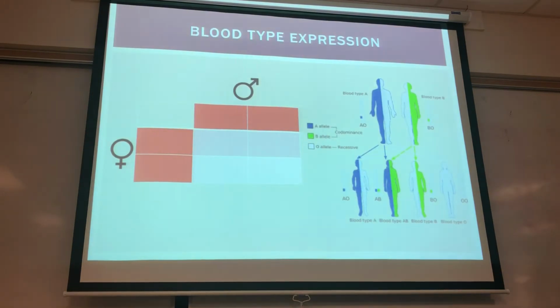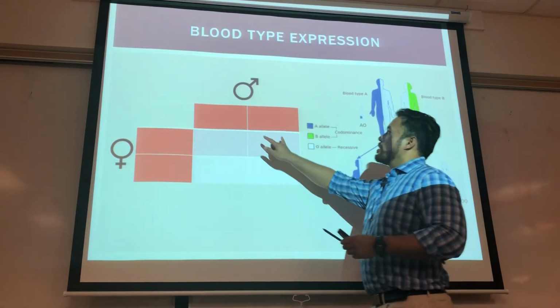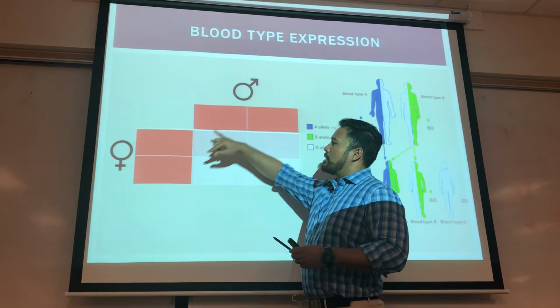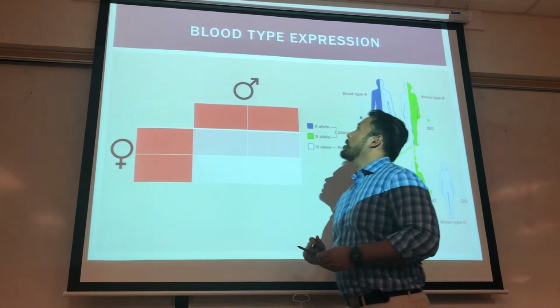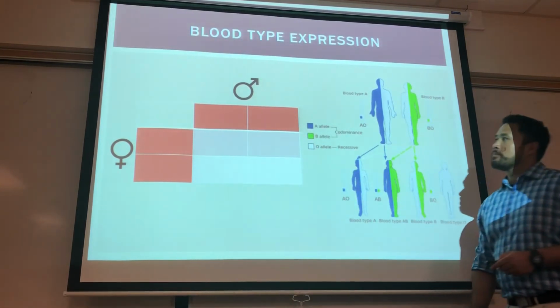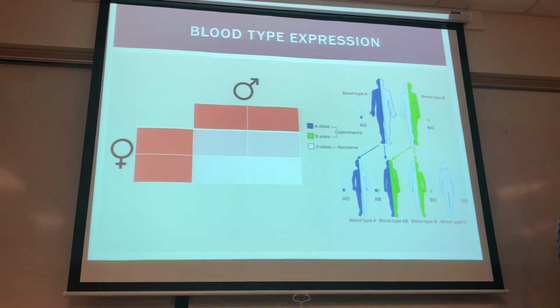So like I said, blood type expression. We're going to start to look at how, when we take a look at the male's genotype as well as the female's genotype for the ABO blood group, the male would have his own genotype. In this case, we can make him AO, so his phenotype would be type A. And the female could be type B.